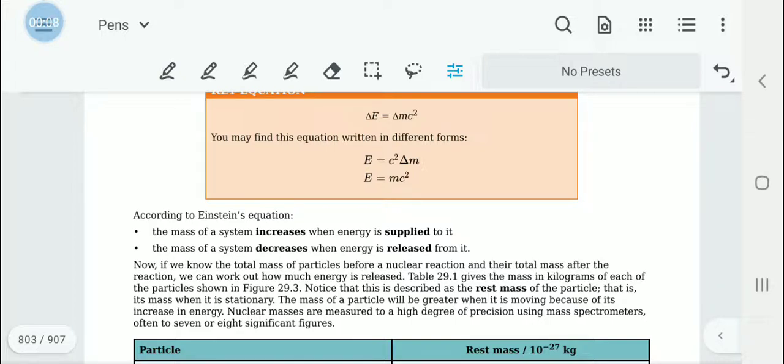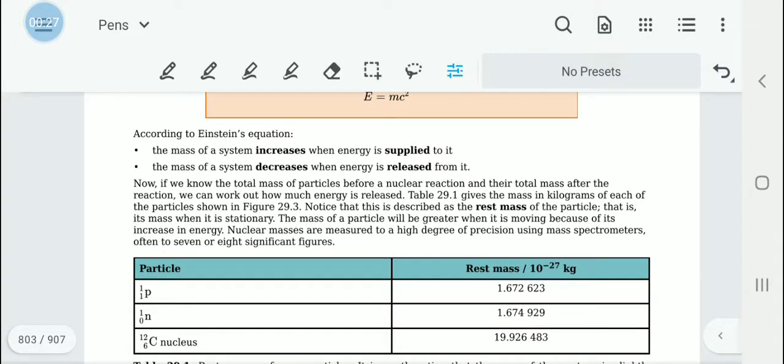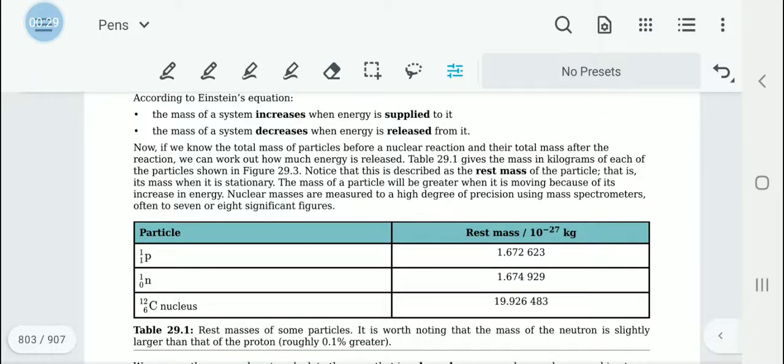So this Einstein's E equals mc squared equation can be written as delta E equals delta m c squared, or E equals c squared delta m. The reason why we put delta E is because we are talking about the change in energy and change in mass.